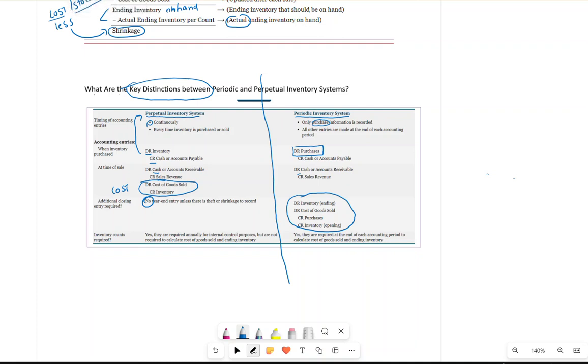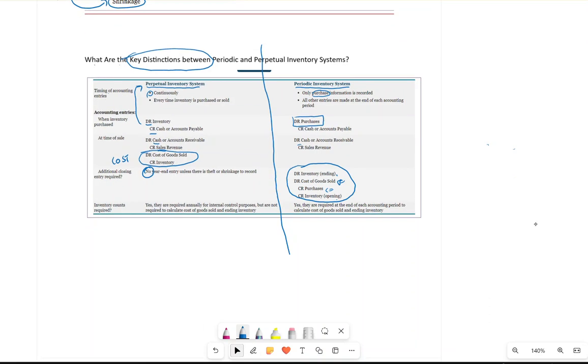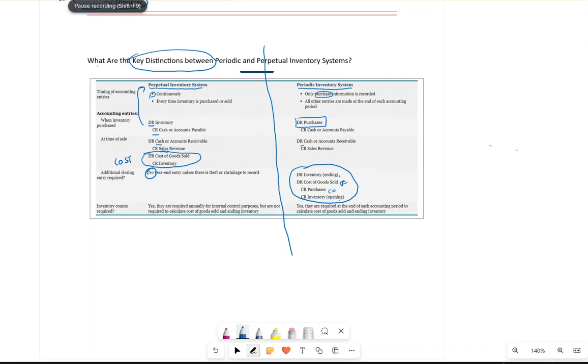So this is my beginning inventory, this is my ending. We have a cost of goods sold, and then we have purchases. So on your income statement, you are going to only have a cost of goods sold under the perpetual inventory system, but we're trying to put it in the same number under the periodic inventory system.